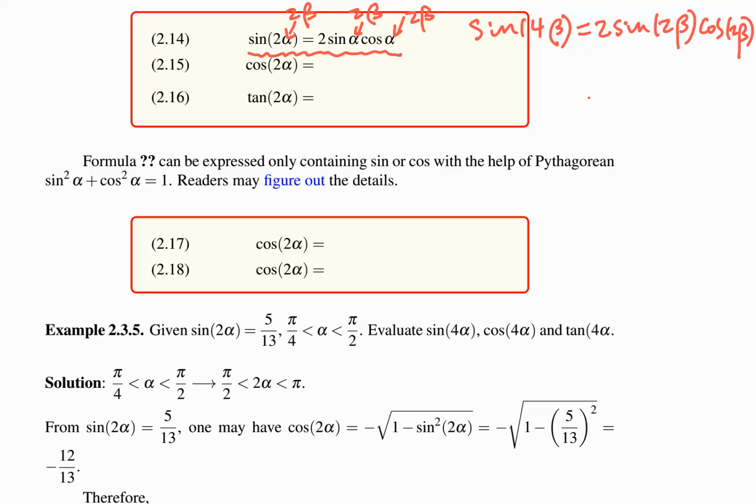Okay. We have an application right here. We are given sine 2 alpha is 5/13. Then we want to find out sine 4 alpha, cosine 4 alpha, and tangent 4 alpha. We have alpha is between pi/4 and pi/2.